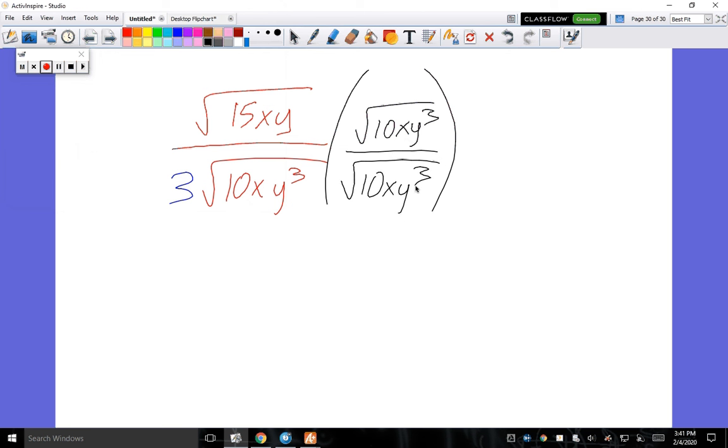Notice I didn't multiply by 3. I don't need that 3. That's not in square root. I just need to rationalize the pieces that are in square root. And this is a form of 1 that's going to make it happen. Yes? So will you always do it by like the denominator? Yes, always the denominator, yeah.